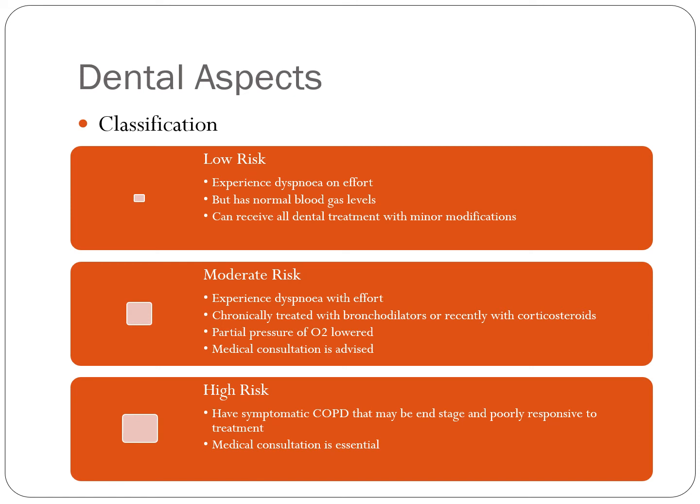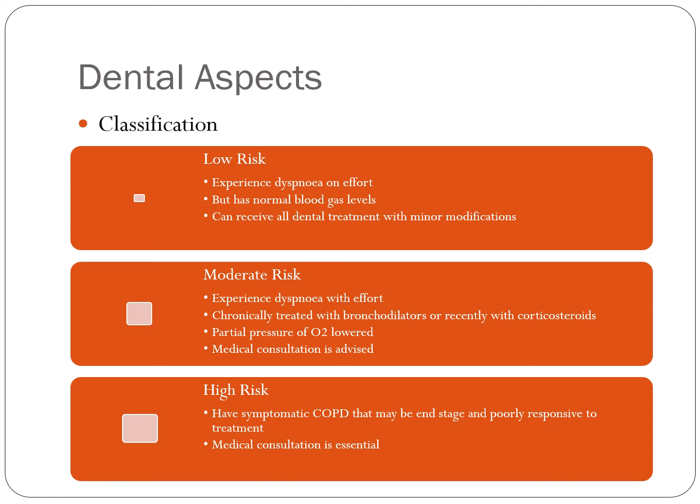So, in dental aspects, they are classified into three: low risk, moderate, and high risk. Low risk means they experience dyspnea, difficulty breathing on effort, but their blood gas levels, meaning the oxygen value and carbon dioxide, will be normal. They can receive all the dental treatment with minor modification. So this type of patient we can treat because the risk factors will be less.